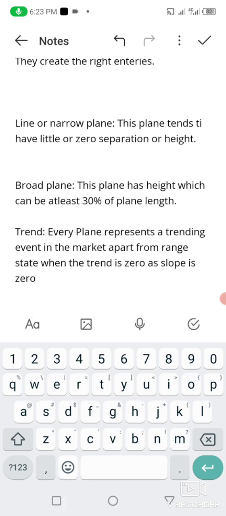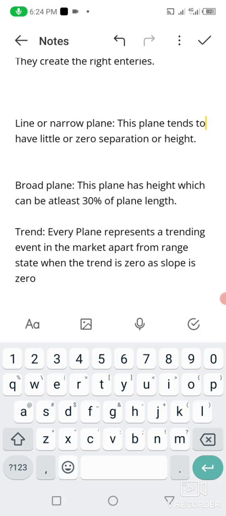Okay, so we have types of planes here. Apart from internal and external planes, we also have another type of plane. We have a line or narrow plane. This plane tends to have little or zero separation of height. And if a breakout happens outside this plane, it's going to be instantaneous, and it's going to be massive.